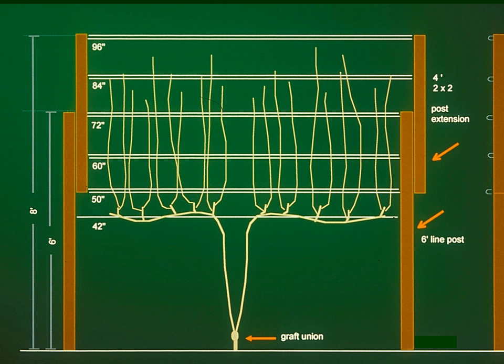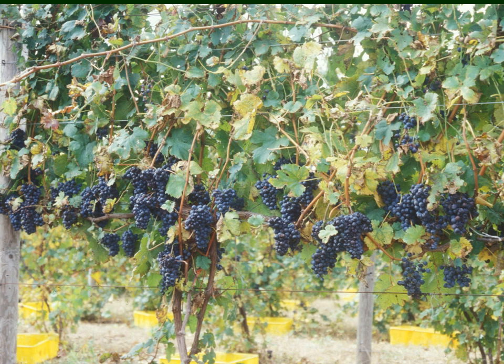Here is a schematic of the mid-wire cordon training system. Many people inappropriately call this the vertical shoot positioned or VSP system. Here is a Cabernet Franc grapevine being managed with that mid-wire cordon training system. The point of these examples is that good vine management results in an orderly structure to the vine.